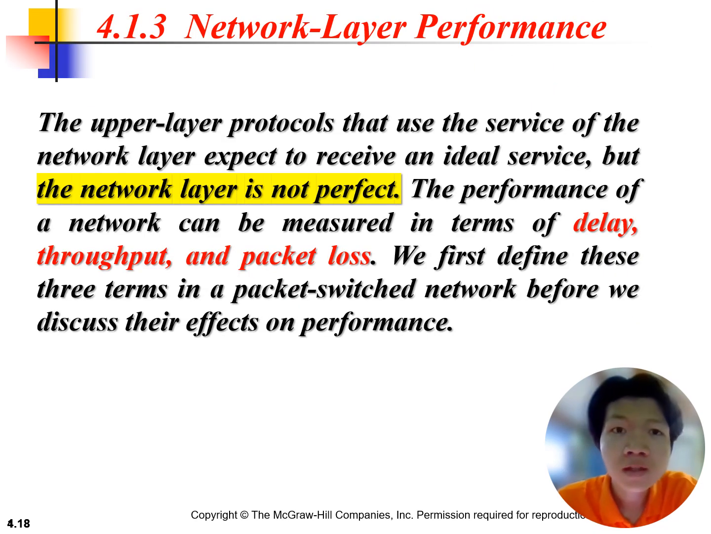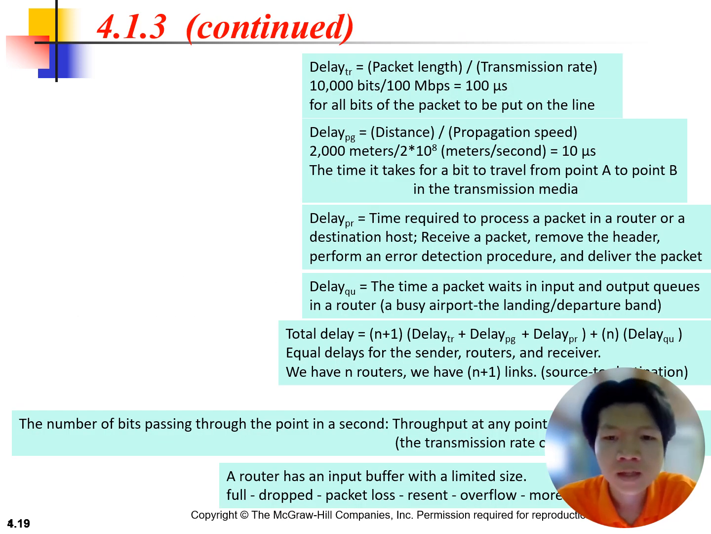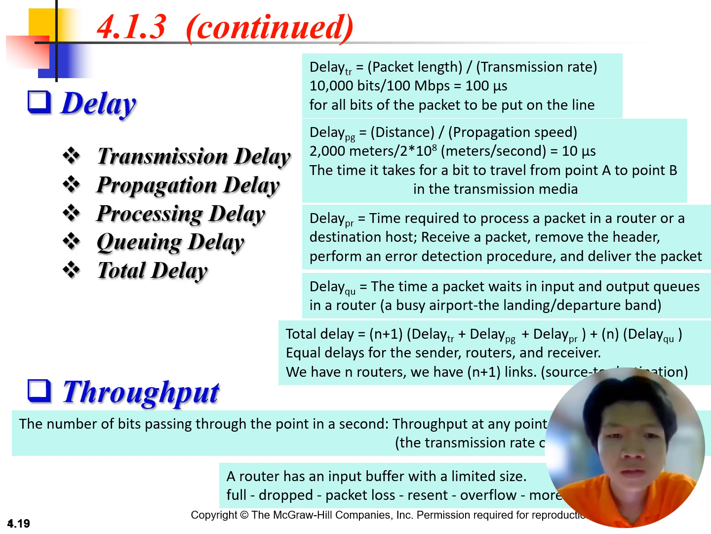The upper layer protocols that use the service of the network layer expect to receive an ideal service, but the network layer is not perfect. The performance of a network can be measured in terms of delay, throughput, and packet loss. We first define these three terms in the packet switch network before we discuss their effects on performance. And here is the topic of network layer performance: delay, throughput, and packet loss.